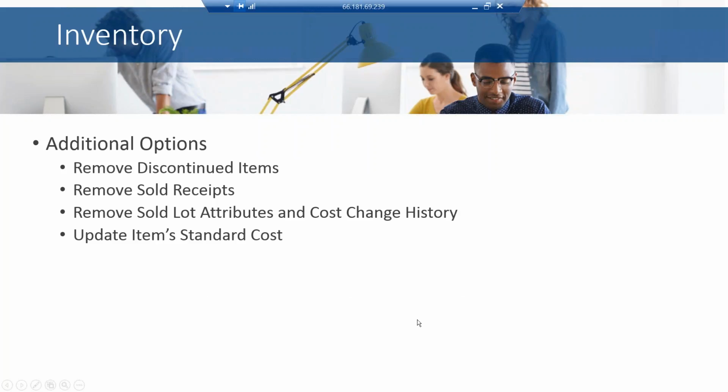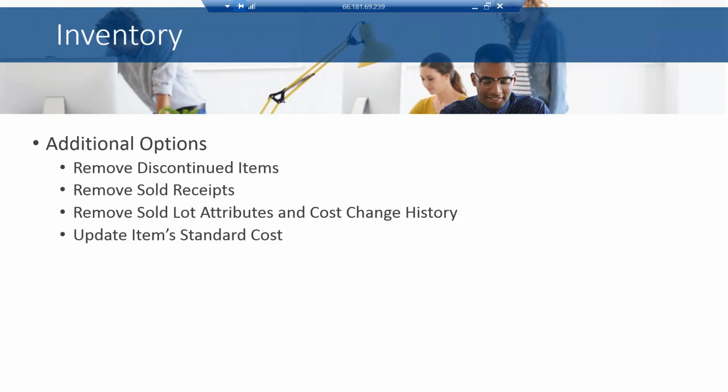So there are some options when you close the year, and these are things that you'll need to keep in mind as you're going through that process. You have the ability to remove discontinued items. You have the ability to remove sold receipts. There is a purchase receipts report inside of GP where that's tracked, and it can show you how many you've received and how many of those have been sold. You can also remove sold lot attributes and cost change history.